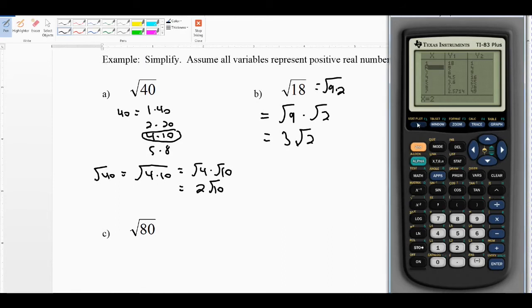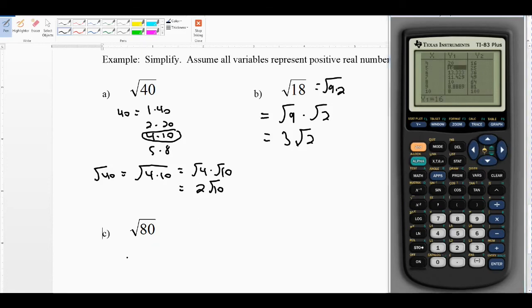Let's do one more. Square root of 80. Look at the table. I have 1 and 80, 2 and 40, 4 and 20. 4 is a perfect square number. But look, 5 and 16. 16 is also. And I think that's all we have, but we'll keep on looking. 8 and 10. But neither one of those are perfect squares. They're not in this list over here. So we have 2 pairs, 4 and 20 and 16 and 5. We want to use the biggest one, so we'll use 16 times 5.